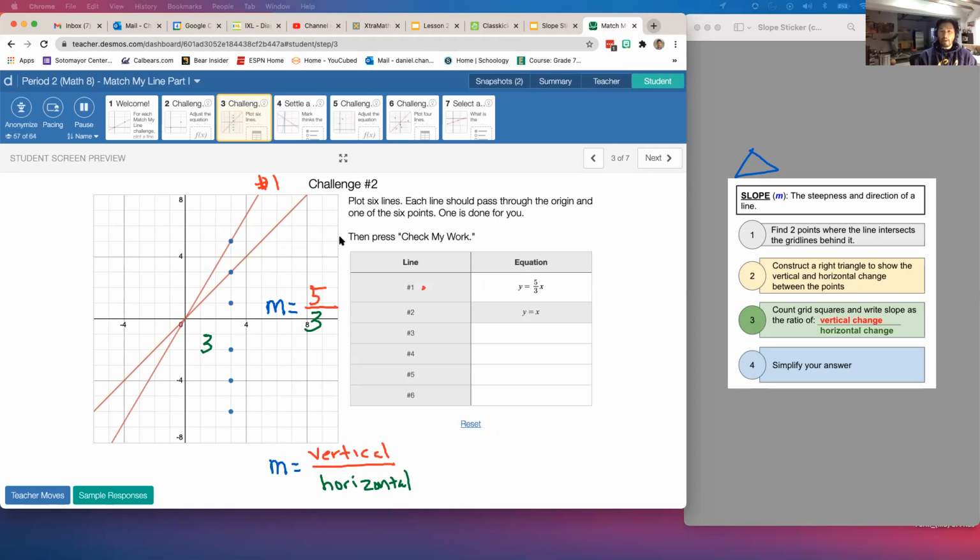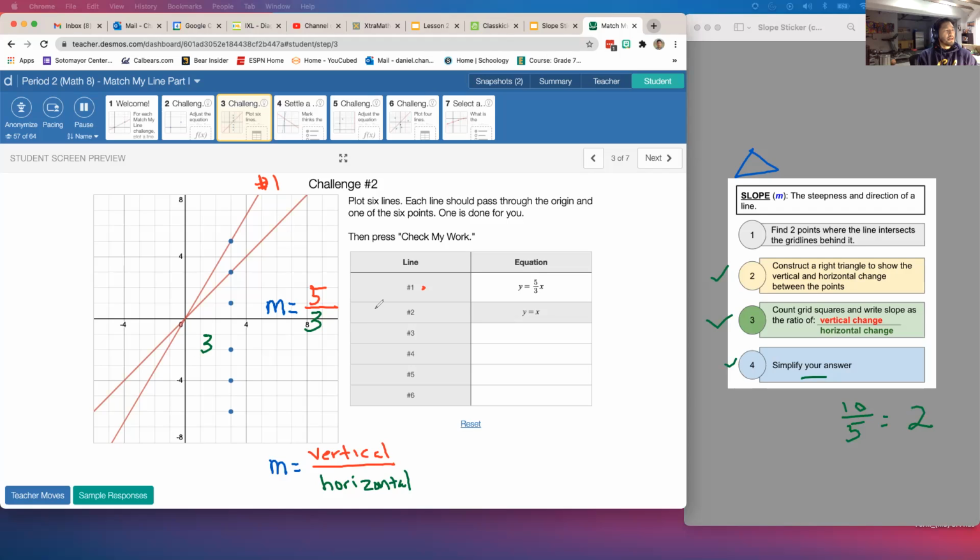So that's one way of calculating slope, which is find 2 points on a line. Find 2 points where the line intersects the grid lines behind it. Construct a right triangle to show the vertical and horizontal change between the points. Step 2, count the grid squares and write the slope as the ratio of vertical change divided by horizontal change. Simplify your answer. Basically, if you get something like 10 squares over 5, you would simplify that to 2. All right, so that's one way to calculate slope.